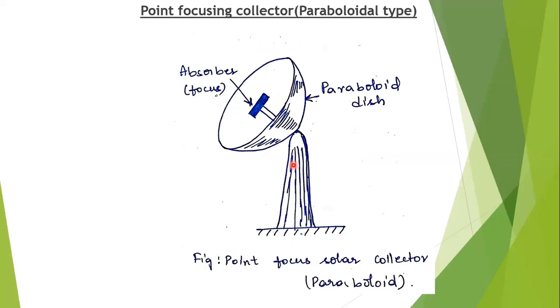So these parabolic systems, due to their high concentration ratios, are used at very high temperatures. Wherever high temperatures are needed, we use this parabolic system. In a cylindrical parabolic system, the concentration ratio is lower than in the paraboloidal counterparts. So compared to this one, we have low concentration ratios in the cylindrical parabolic system. But in both cases, the receiver is placed at the focus only.